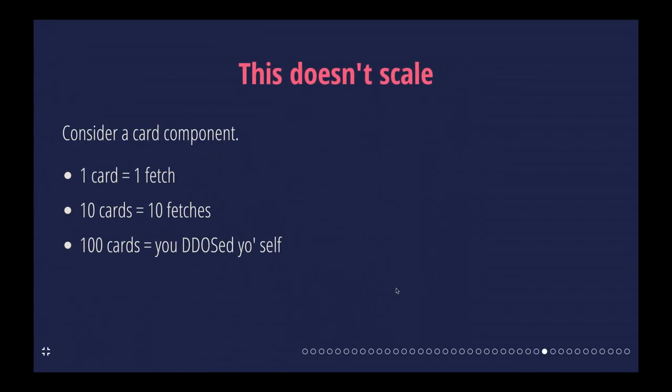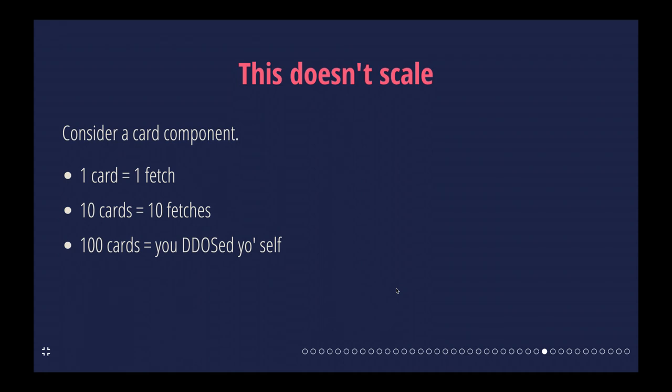However, we found pretty quickly and somewhat unsurprisingly that that approach doesn't scale if you try to apply it to a number of components in a design system. So, thinking of our card again, if you have one card on the screen, that's one API call. You might already have the menu there. You've got 10 cards, 10 API calls, 100, or an infinite scroll. You've got some serious problems.